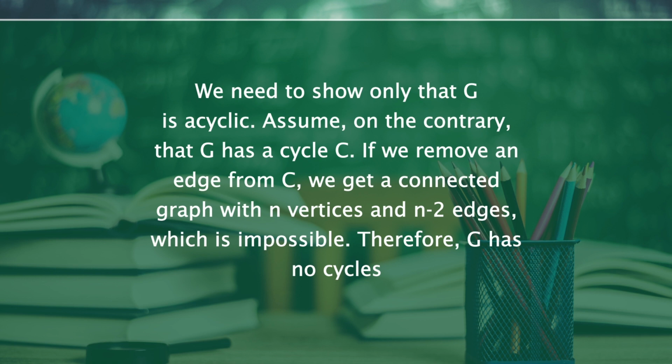Because we are given that G has n minus 1 edges, right? And if G has a cycle and we remove one edge from that cycle, we get a subgraph with n vertices and n minus 2 edges, right? And this subgraph is connected. So this is impossible because we already have proved that a connected graph on n vertices has at least n minus 1 edges, and therefore this is a contradiction. This means G has no cycles, and hence G is a tree.